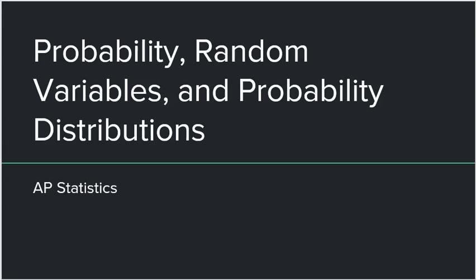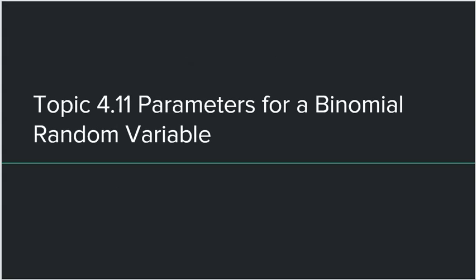All right, welcome to Unit 4 on probability, random variables, and probability distributions. In this video, we're going to be looking at topic 4.11, parameters for a binomial random variable. Now remember, what are parameters? Pretty easy thing, but you need to know what they are. Parameters are the mean and the standard deviation of that random variable.